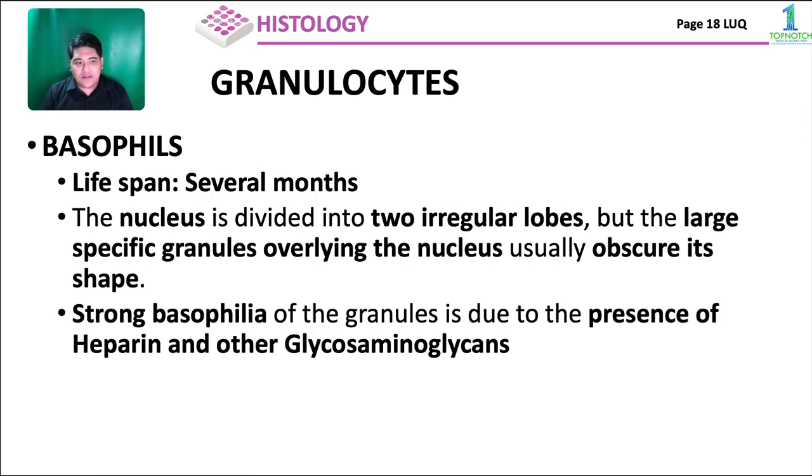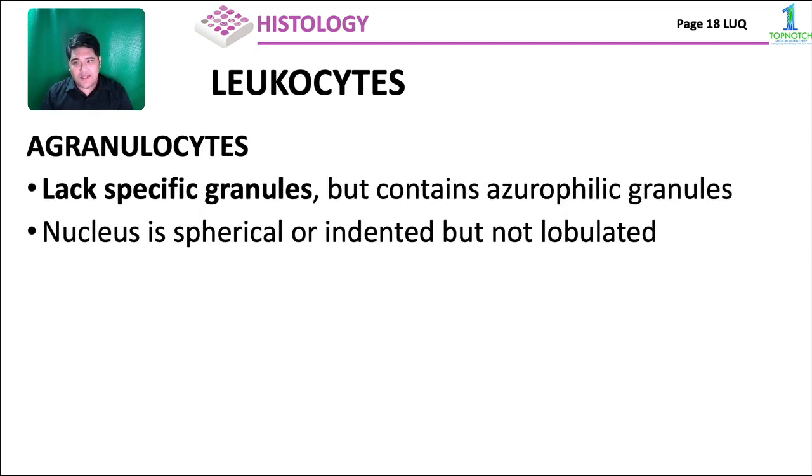And then your basophils, lifespan several months. Now, divided into 2 irregular lobes. They have specific granules overlying the nucleus. Usually the shape of the nucleus is obscured because of the granules. Now, the reason why it's called basophil is because it is blue-loving, strongly basophilic because of the granules present like your heparin and other glycosaminoglycans.